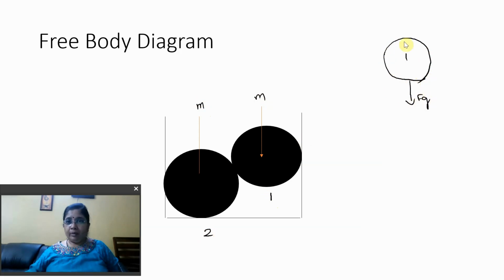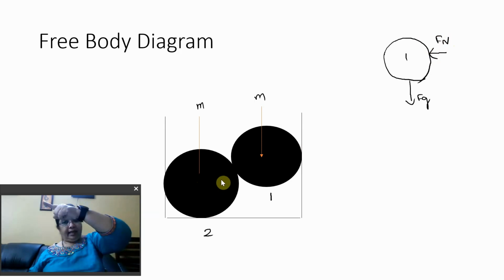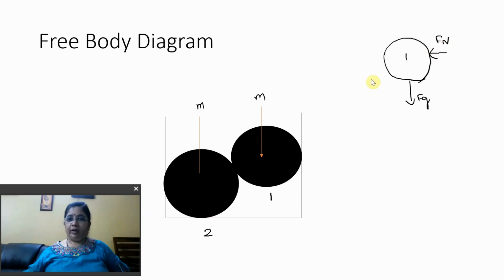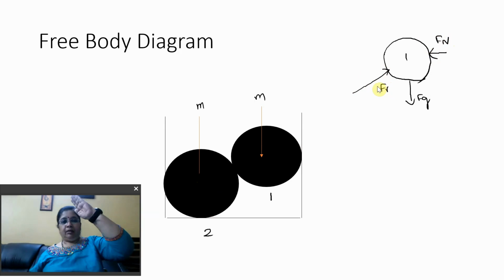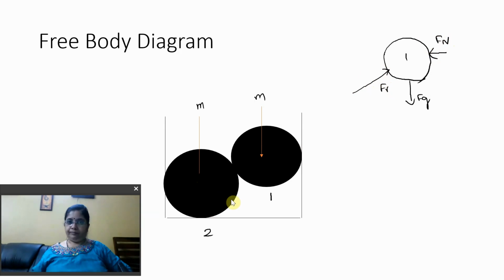Is there a normal force here? No, there's no normal force here. Where is the normal force? There's a normal force here. And what do I have here? There is this ball, and how is it acting? It is acting at an angle to ball 1. So what is happening? I have some reactive force here, which is keeping ball 1 on top, right? Now, what about ball 2?